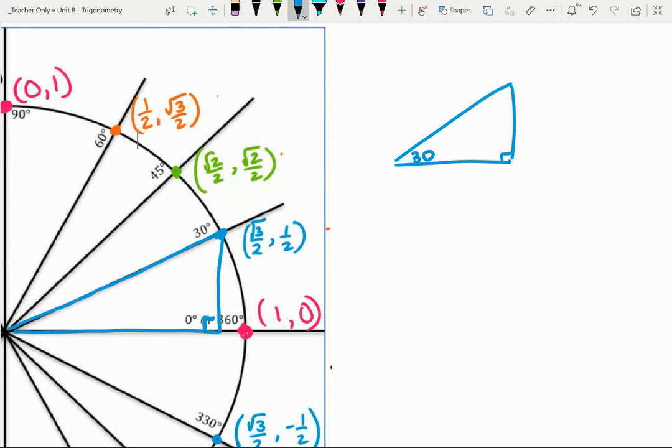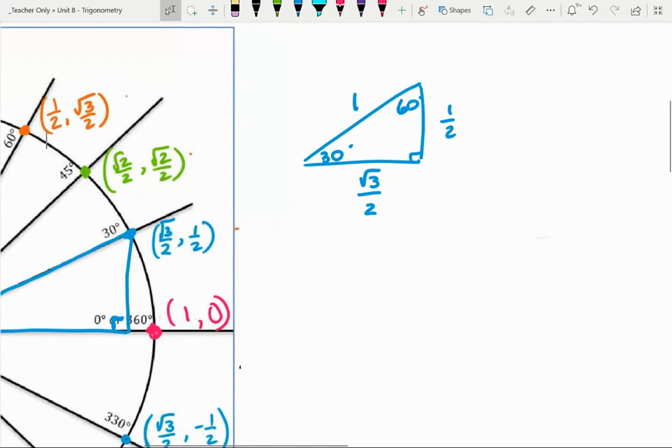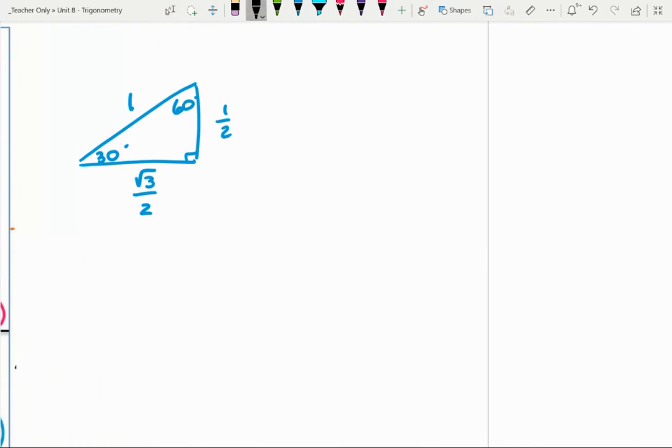So we have our 30-degree angle, our 60-degree angle, and we have our long leg of square root 3 over 2, a short leg of 1/2, and a hypotenuse of 1. Let's take a closer look at that triangle and remember our trig values. The sine of any angle, in this case 30, is the opposite length divided by the length of the hypotenuse. In this case, the opposite length is 1/2, and the hypotenuse is 1. Since anything divided by 1 is equal to itself, 1/2 divided by 1 is 1/2.